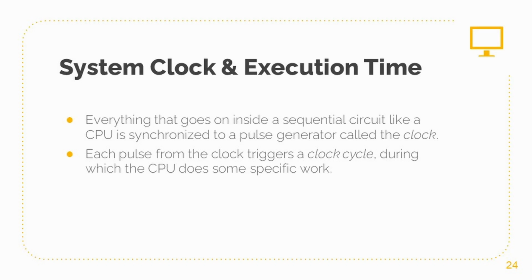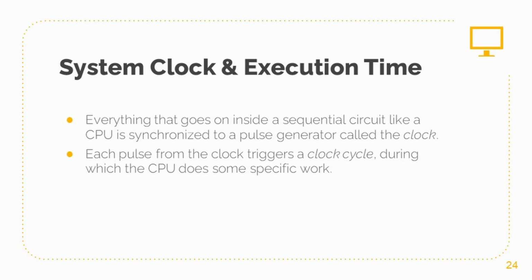1. System clock. The system clock is a periodic signal generated by a clock oscillator circuit. It produces a series of pulses at regular intervals, typically measured in megahertz or gigahertz. The frequency of the clock signal determines the speed at which the CPU operates.